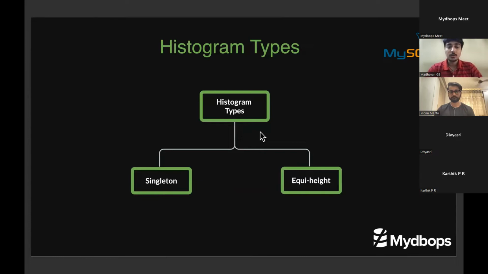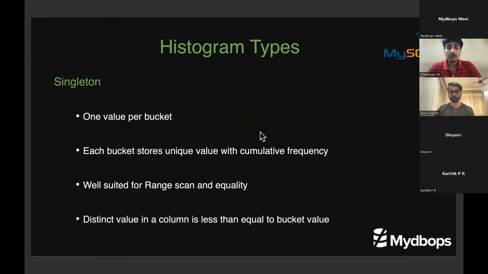Types of histogram. In MySQL, we have two types of histogram: one is singleton and the other is equi-height. Let's see in detail how singleton and equi-height work. Singleton is created with one value per bucket, and it stores the values with cumulative frequency. It is useful for range-based and equality-based columns.